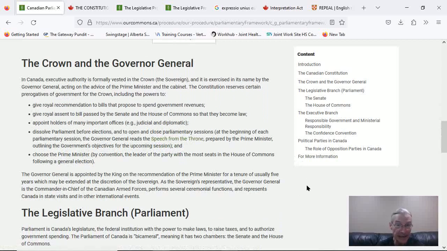The Crown and the Governor-General. In Canada, executive authority is formally vested in the Crown, the sovereign, and is exercised in its name by the Governor-General, acting on the advice of the Prime Minister and the Cabinet. The Constitution reserves certain prerogatives of government for the Crown, including powers to. We're not going to go through all of this for the sake of time.